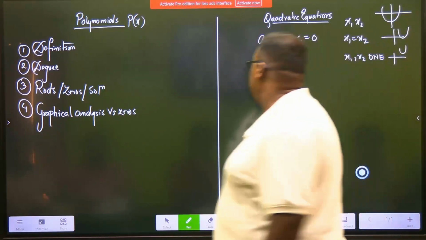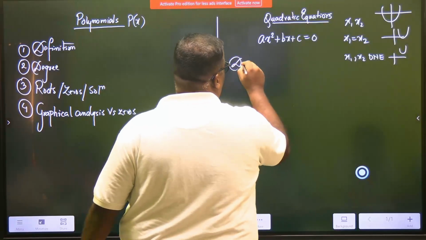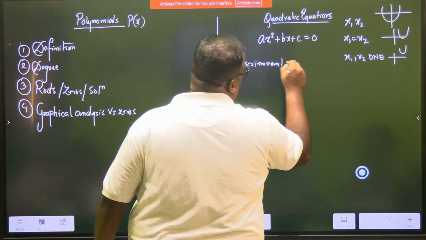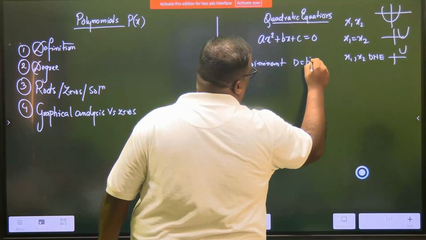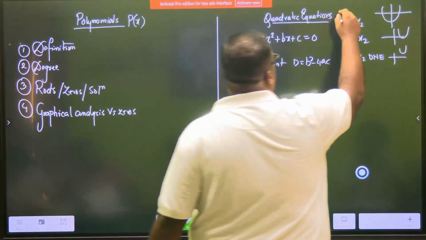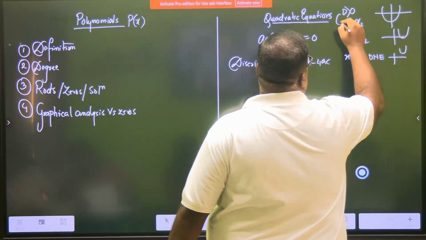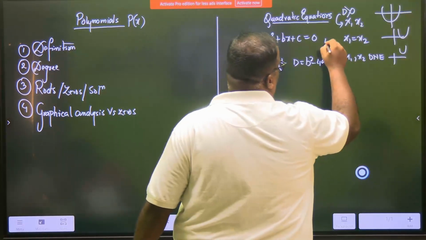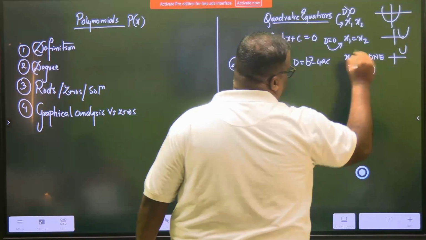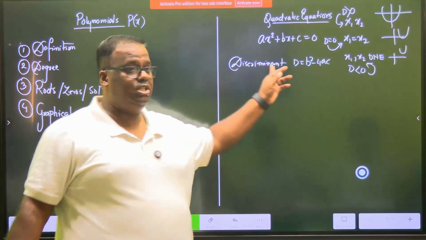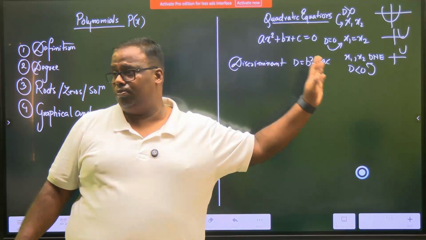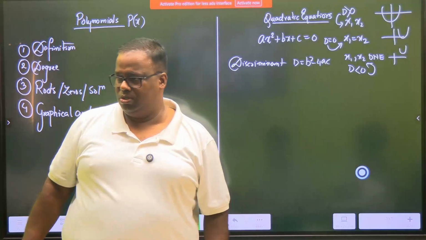Understood? We also learned a term called discriminant. A discriminant D is said to be the value of b square minus 4ac. If the discriminant is greater than 0, then you get this scenario. If the discriminant is equal to 0, you get this scenario. Discriminant less than 0, you get this scenario. Maybe we will not touch this in this chapter, but it is very important in quadratic equations, we'll be using it left, right, and center. Understood graph part?